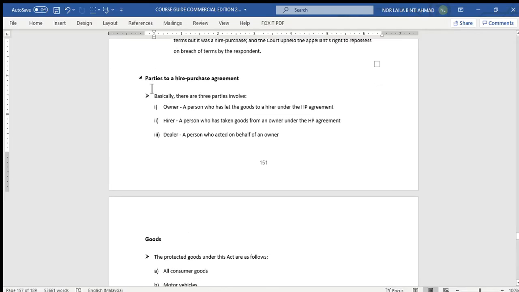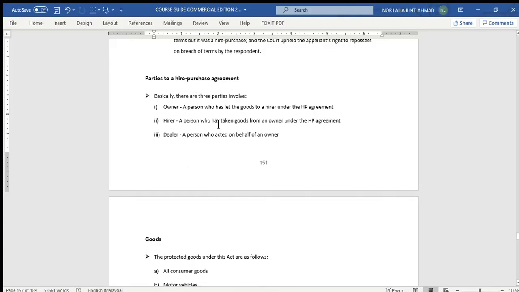Okay, next, what are the parties to a hire purchase agreement? Okay, we have three parties involved here. First, an owner. Owner is a person who has let the goods to the hirer under the hire purchase agreement. So in Malaysia, normally owner refers to the banking institution. Hirer is a person who has taken goods from an owner under the hire purchase agreement, and dealer is a person who acted on behalf of an owner.